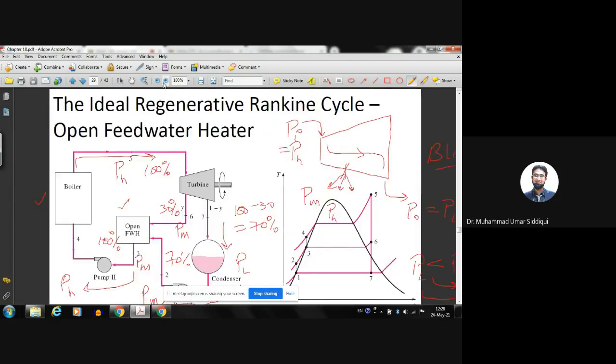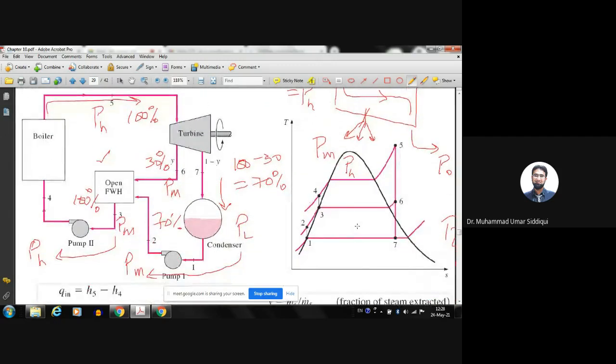The advantage is that, if we do the pumping in one step, it will go directly from here to here. Now you have to understand one thing: pumping means we have to supply work in. Whenever you supply work in, this decreases your W net, because W net is the work produced by the turbine minus the work required by the pump.